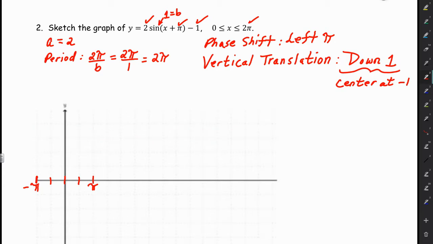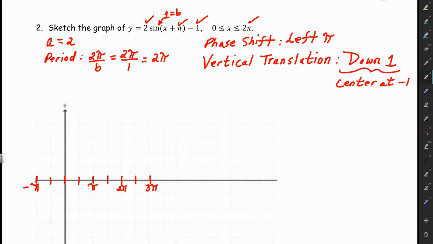And we want to sketch this graph to 2 pi, so we're going to keep going. 1, 2, 3, 4, 5. That's one more cycle. And pi plus 2 pi gives me 3 pi. Now this is a little tricky because we only want to go to 2 pi. So halfway between pi and 3 pi is 2 pi. And I want to mark that because that's where I'm going to stop sketching my graph.